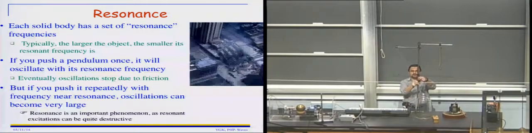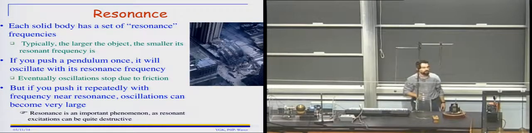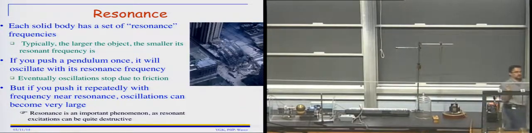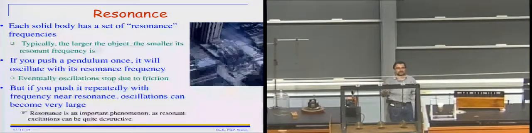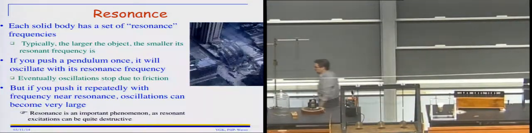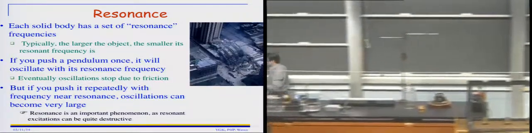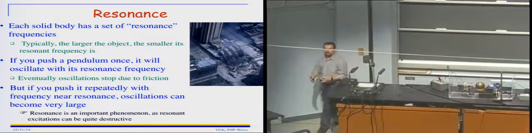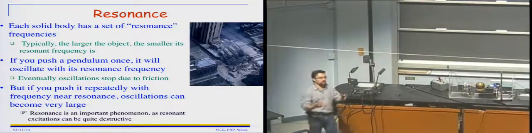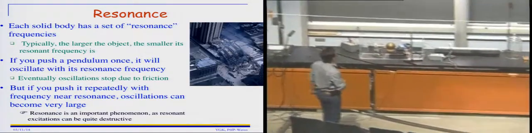I can decrease the length of this object, and you can see that it starts vibrating even faster. If I decrease the length, the pendulum will vibrate faster. If I increase the length, the pendulum vibrates slower. The frequency of vibrations depends on the size, depends on the length in this particular case. So every object has this characteristic frequency of vibrations that has to do with how it's built, typically with the size.